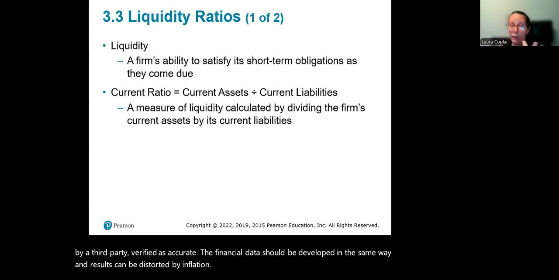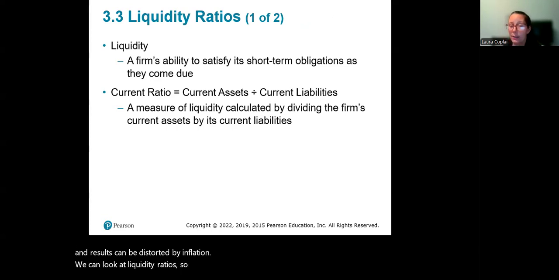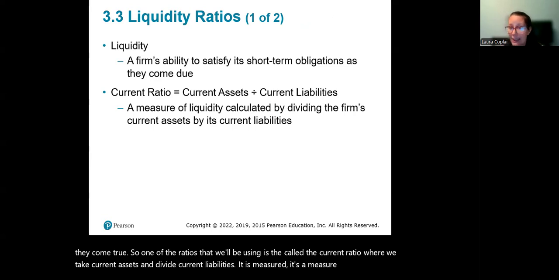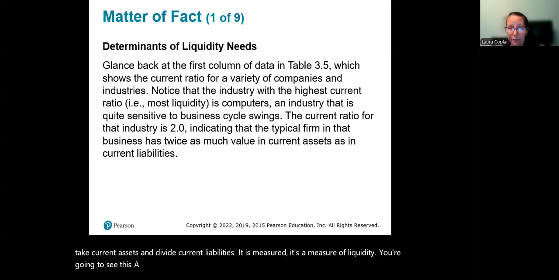We can look at liquidity ratios. So liquidity is the ability to satisfy short-term obligations as they come due. One of the ratios that we'll be using is called the current ratio, where we take current assets and divide by current liabilities. It is a measure of liquidity. You're going to see this a lot, the current ratio.